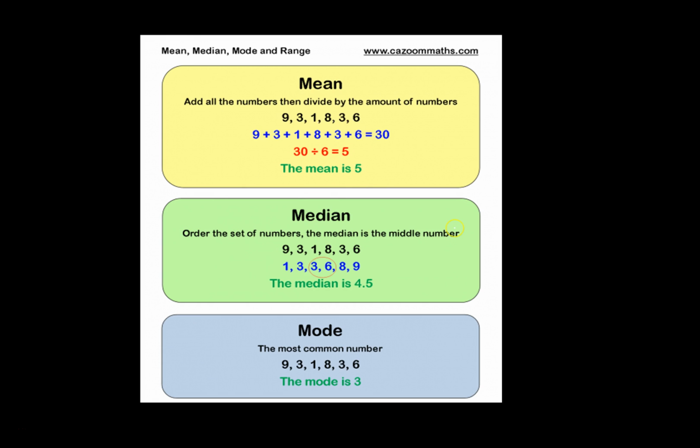So the order of numbers is the median. I would take them all in order, from least to greatest. So 1 goes there, 3, 3, and I just keep writing them down, 6, 8, and 9. And I circle the middle number. Well, in this case, and I'm not sure if this is how our homework's going to be, we'll probably run into this in a sec.